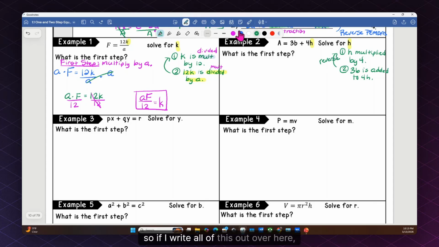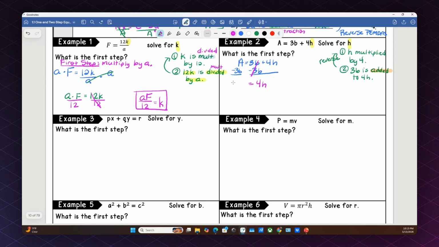So if I write all of this out over here, we got a equals 3b plus 4h. I am going to do the reverse of what's here. It says 3b is added to 4h. So I am going to subtract it. I'm going to subtract 3b, subtract 3b. Let's see, that cancels. We get 4h equals a minus 3b. And so we've done that reverse.